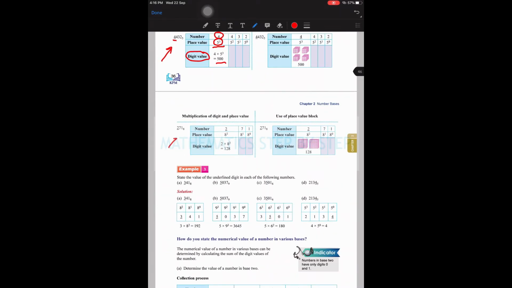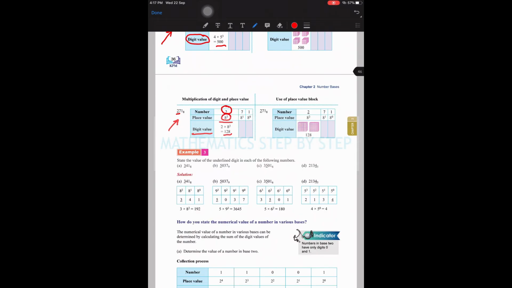Okay, and then 271 base 8, the place value of this underlined digit will be 8 power 2, and the digit value will be 2 times 8 power 2, which is 128. Okay, so now I believe that you guys are more familiar with how to differentiate the place value and the digit value.